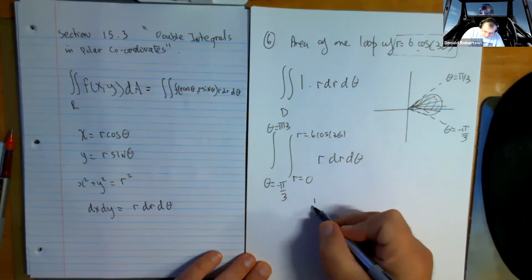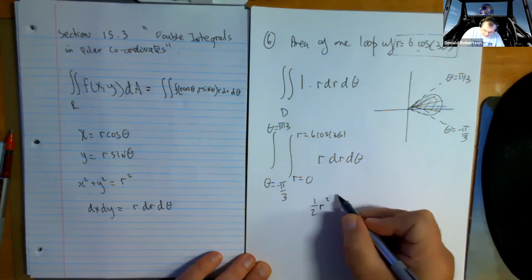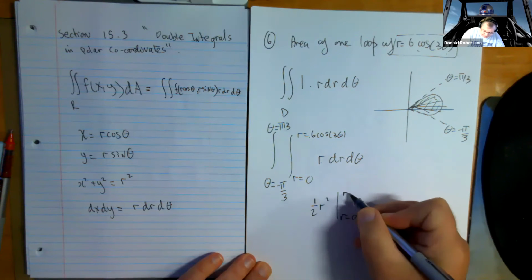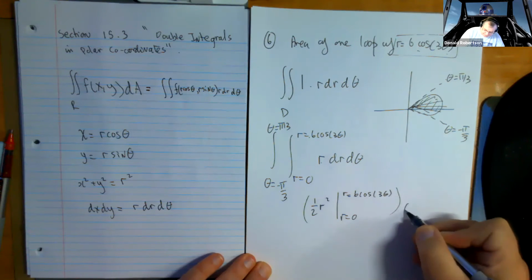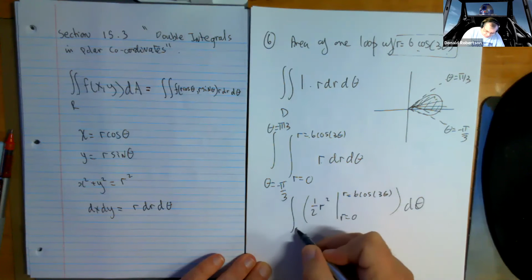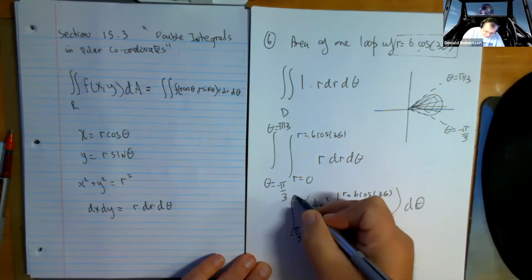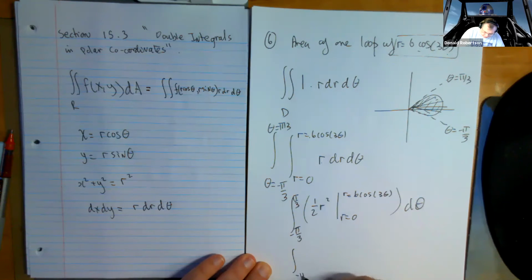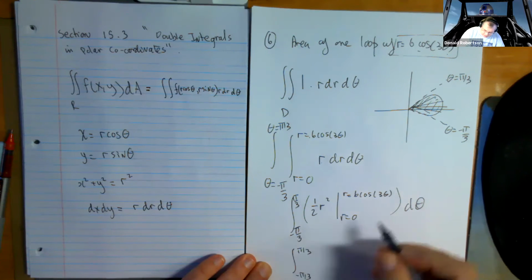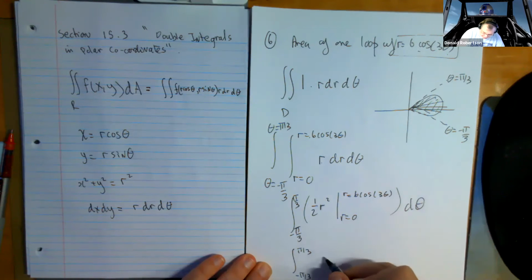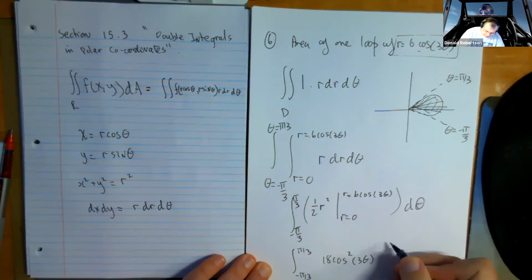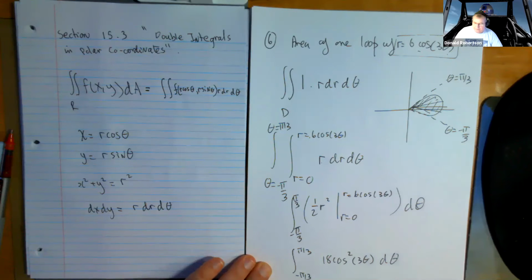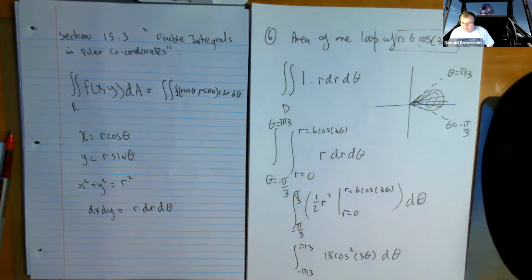Integrate this fella, you will get 1/2 r squared. You're going to evaluate it at 0 and at 6 cosine of 3 theta, d theta, going from negative pi over 3 to positive pi over 3. So it's now going to be the integral of 1/2 times this guy squared, which is 18 cos squared 3 theta, take away nothing. So now you're going to have to find that guy.